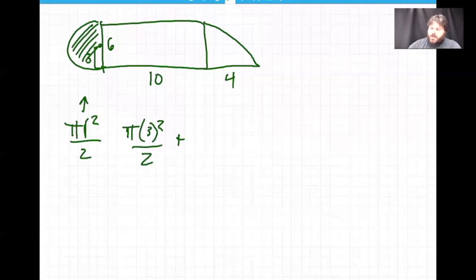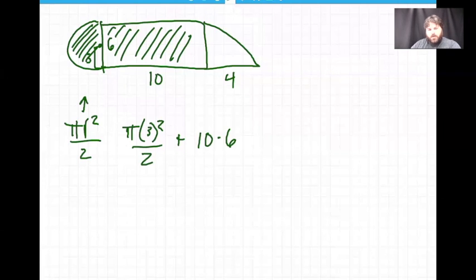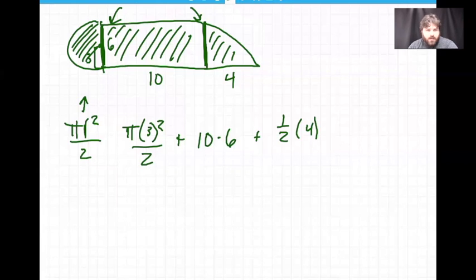Okay, plus the area of this rectangle? Well, this rectangle is length 10 and height 6. So length times width, there you go, 10 times 6. Plus the region of this, it's 1/2 base. The base is 4 times the height. Remember, the height is 6. We don't see that here, but remember the height of the rectangle on the left side is 6. Therefore, the height of the right side of the rectangle should also be 6. And we just work this out.